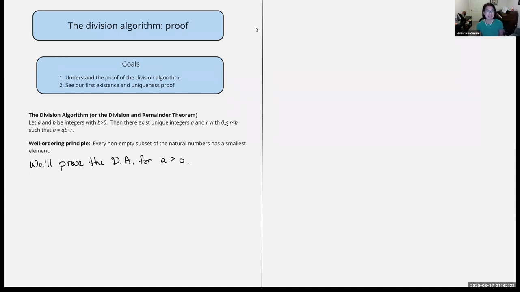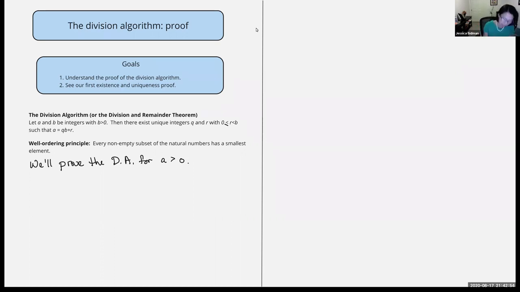Okay. So one of the special ingredients in this proof is the well-ordering principle, which we saw when we first talked about logic. And this is that every non-empty subset of the natural numbers has a smallest element. So this is a special property of the natural numbers that isn't true for the integers or the real numbers or the rational numbers, okay? And we're gonna prove a special case of the division algorithm for when A is positive, all right?